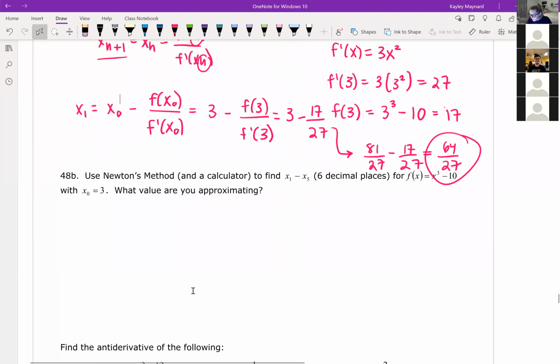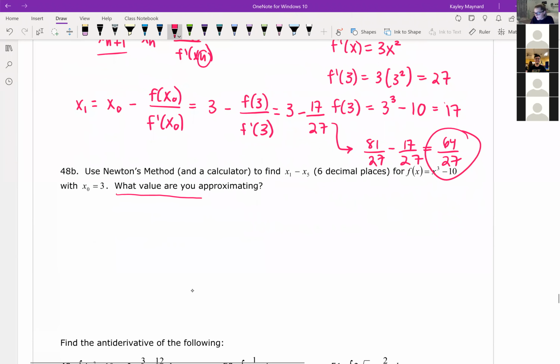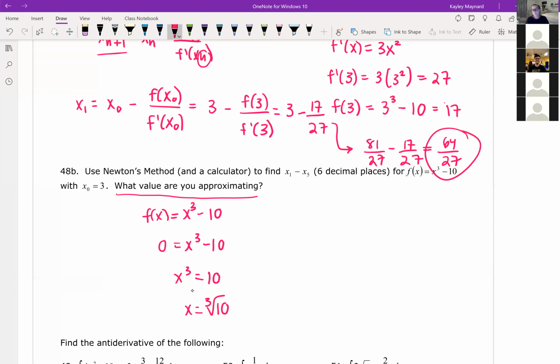So anyways, I think this is important though. The question in 48B says, what value are you approximating? That's kind of important to realize, don't lose sight of what you're doing. Like I said, it can kind of seem pointless if you do, but you are approximating a root of a function, and you're approximating the root of f of x equals x cubed minus 10. And the root of that is just where it's equal to 0. So you're approximating where x cubed minus 10 is equal to 0. And that would just be x cubed equals 10. And that would be the cube root of 10. So just don't lose sight of what you're approximating.